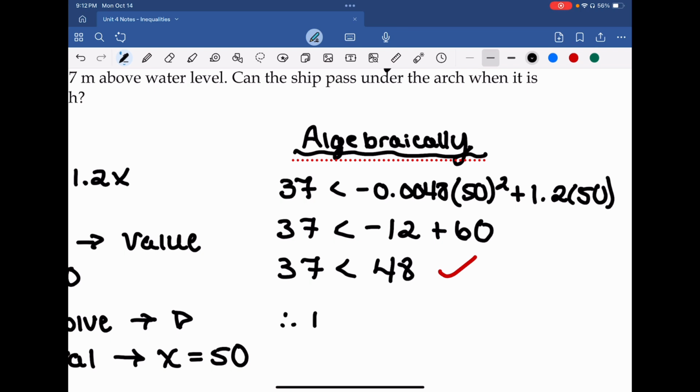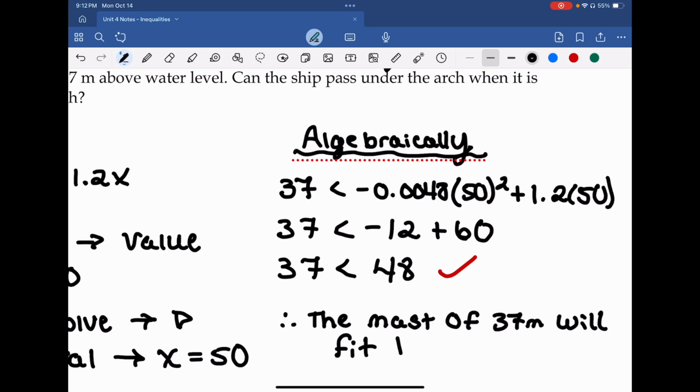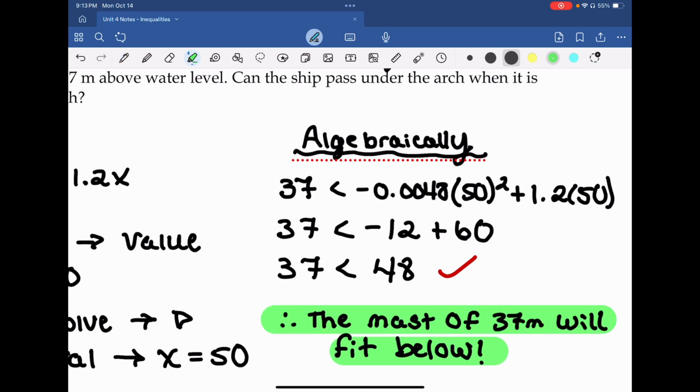That is the way we want to wrap this up and say the mast of 37 meters will fit below. Perfect. And we highlight that. You always want to include a sentence or just something right below where you do this algebraic approach, because a general observer would look at this and say, okay, 37 less than 48, they know that's true, but what does that mean in terms of the context? So just be very careful.